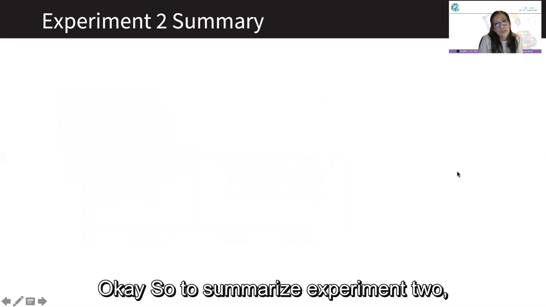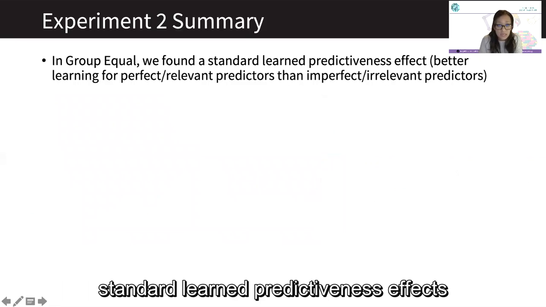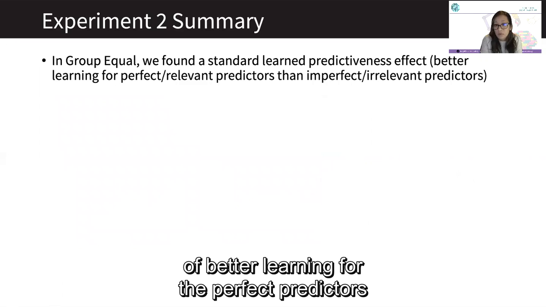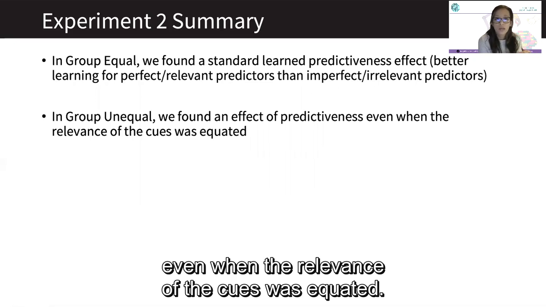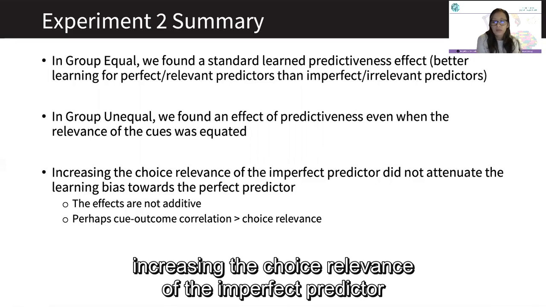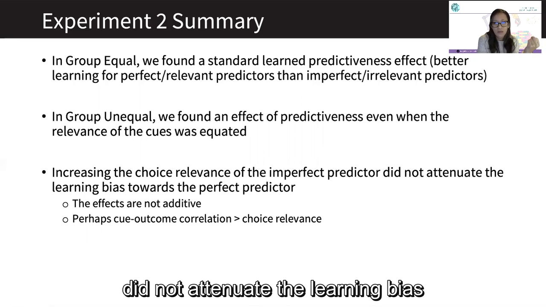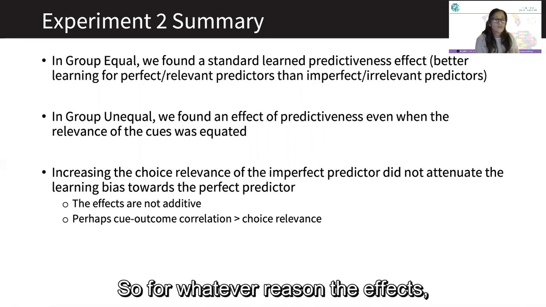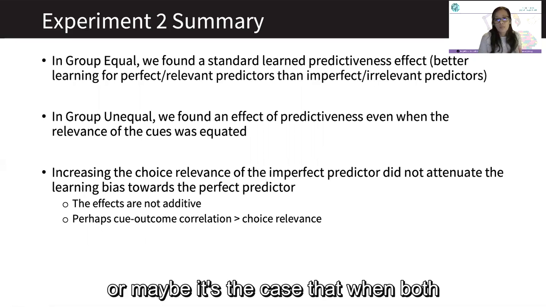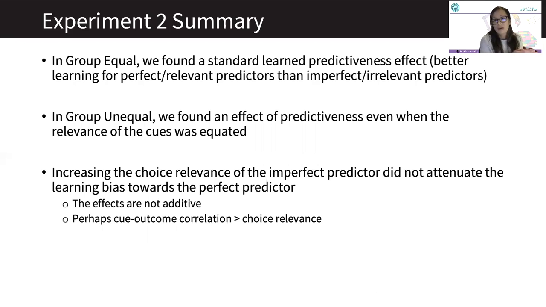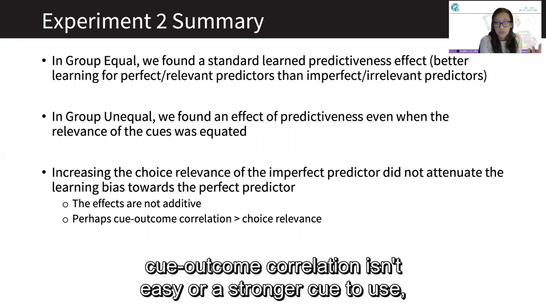Okay, so to summarize experiment 2, in group equal, we found a standard learned predictiveness effect, so better learning for the perfect predictors compared to the imperfect predictors. And in group unequal, we found an effect of predictiveness or cue outcome correlation, even when the relevance of the cues was equated. So what this means is that increasing the choice relevance of the imperfect predictor did not attenuate the learning bias towards the perfect predictor. So for whatever reason, the effects don't appear to be additive, or maybe it's the case that when both cue outcome correlation and choice relevance are available as attentional cues, cue outcome correlation is an easier or a stronger cue to use than choice relevance.